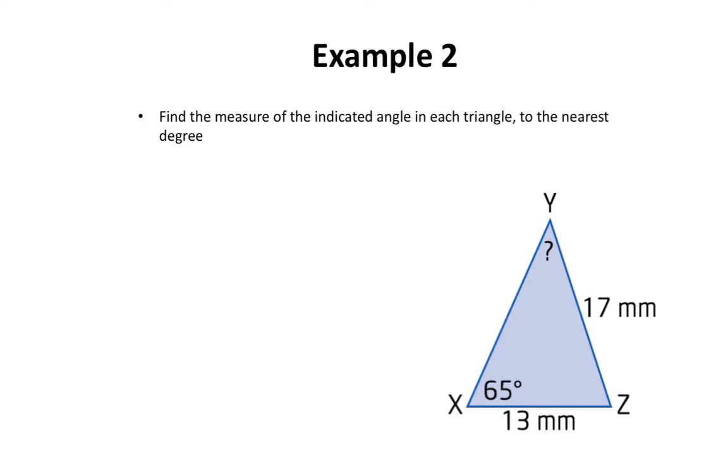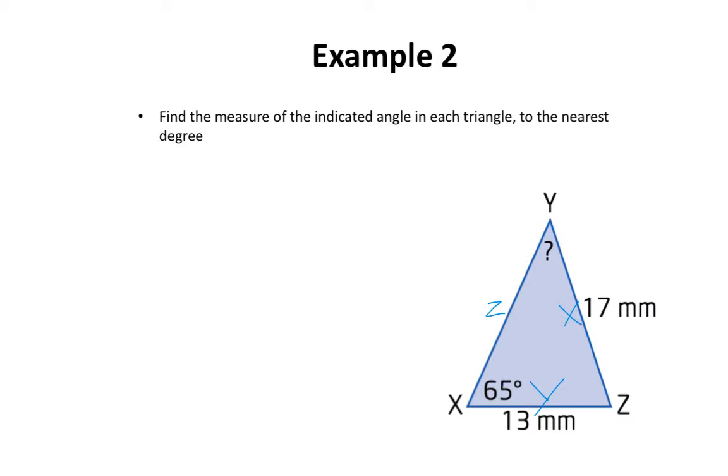In our second example, you want to find the measure of the indicated angle in each triangle to the nearest degree. The first thing you want to do is create a diagram if it hasn't been already provided. If it has been provided, you can complete its labeling. So this would be lowercase y, this would be lowercase z, and this would be lowercase x.